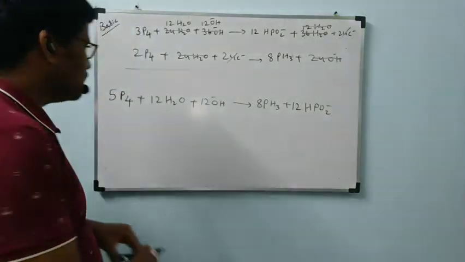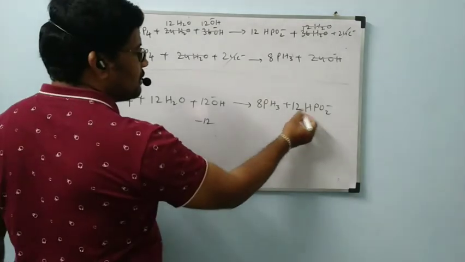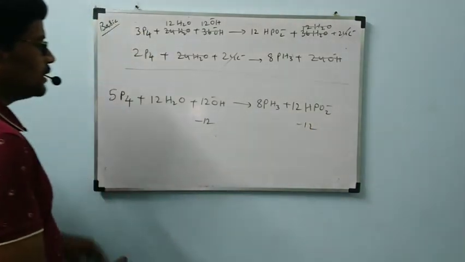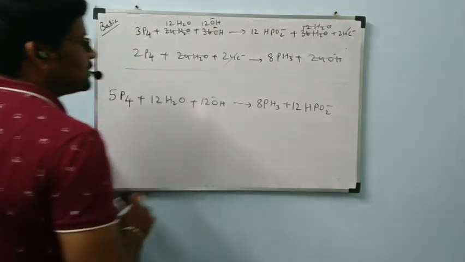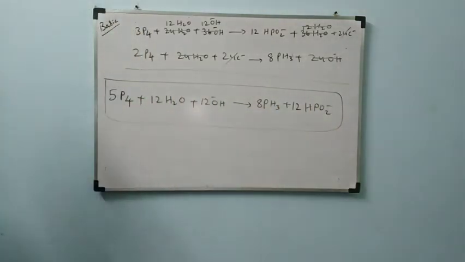Everything is balanced. Charge left side 12 into minus 1, minus 12, right side 12 into minus 1, minus 12. Over. Charge wise also it is balanced. This is the balanced equation for the given equation: 5P4 plus 12H2O plus 12OH minus gives rise to 8PH3 plus 12HPO2 minus.